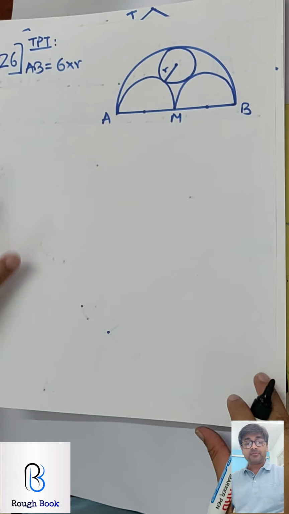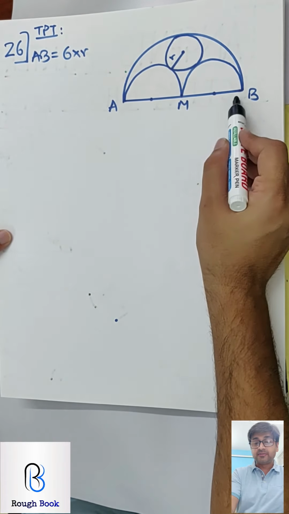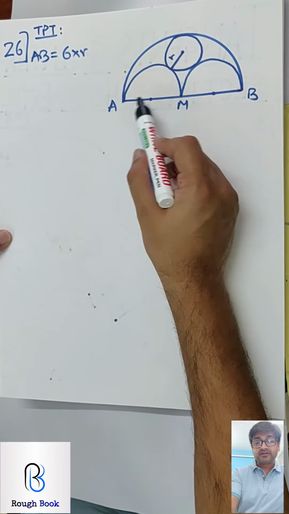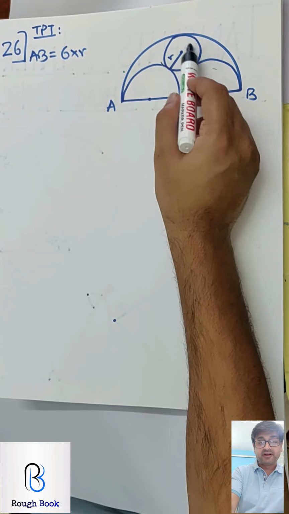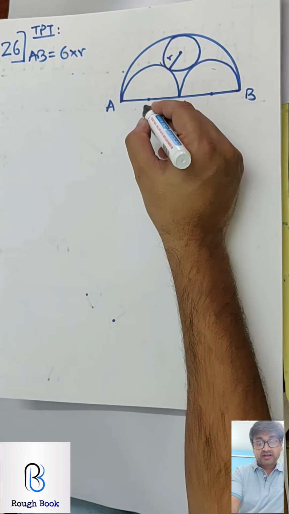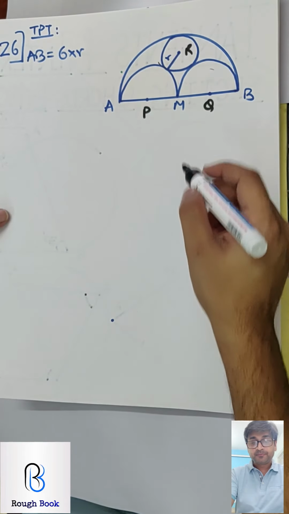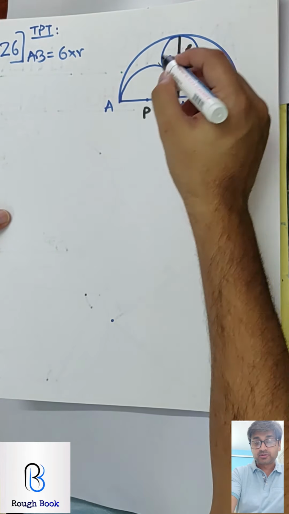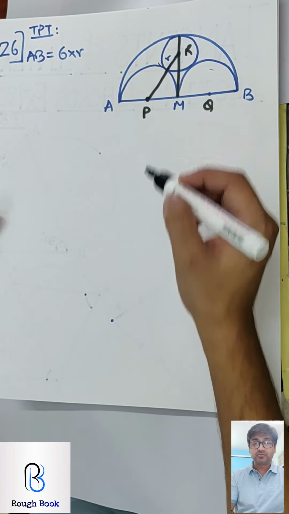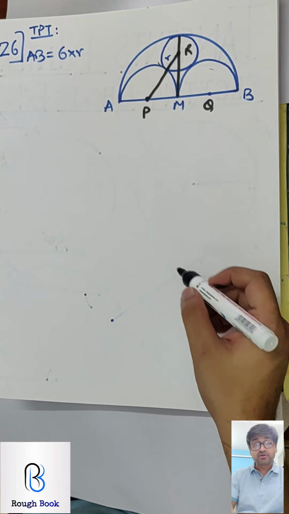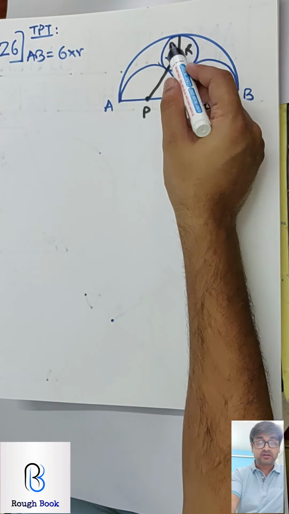So let's go ahead. Sum number 26, one of my favorite. They say AB is a diameter for this semicircle, AM is a diameter for the small semicircle, and one more small semicircle, MP is the diameter, whereas this is a circle with radius r. So let's name these points as point P, Q and R. Alright, I am dropping a line this way and extending this further to meet the two centers of these two circles. Now your target is to prove that AB is 6 times this small r. Small r is the radius of this small circle.